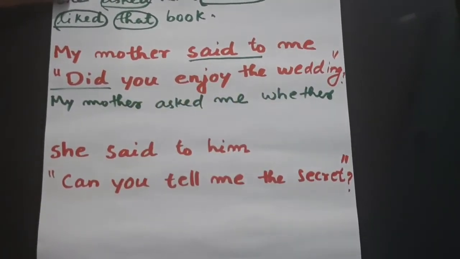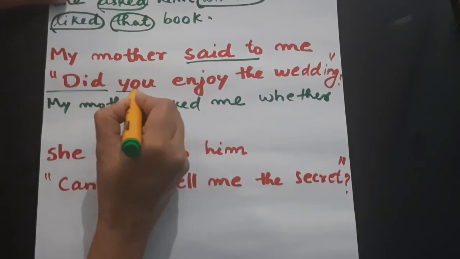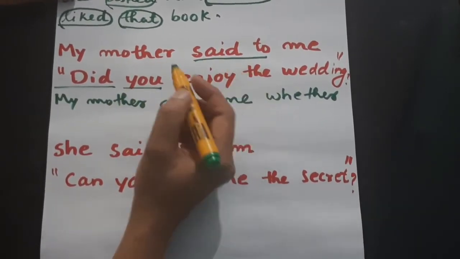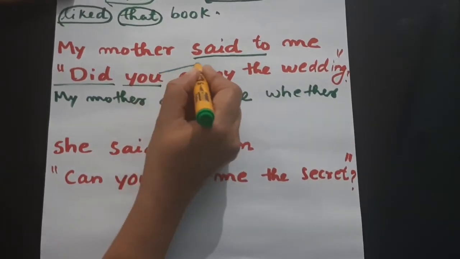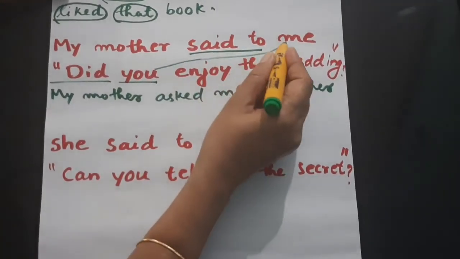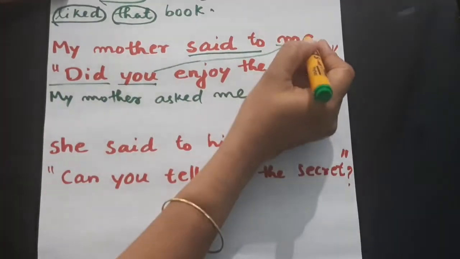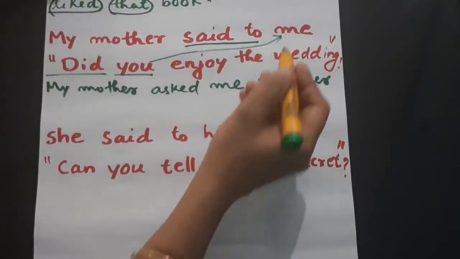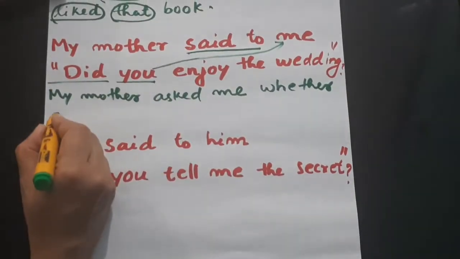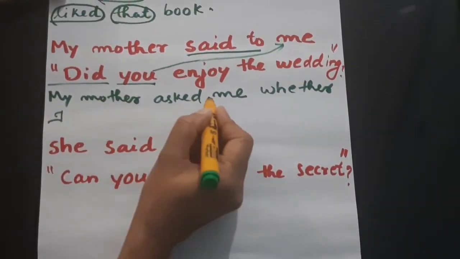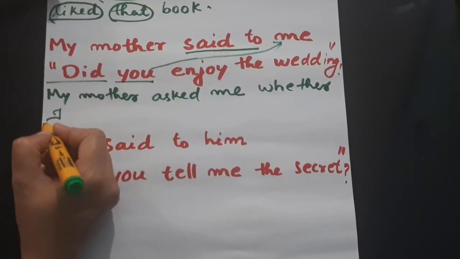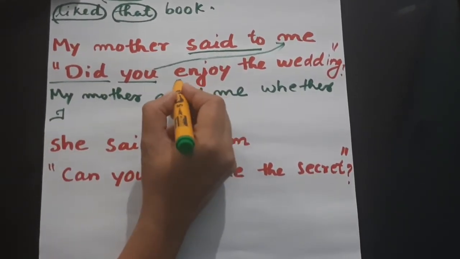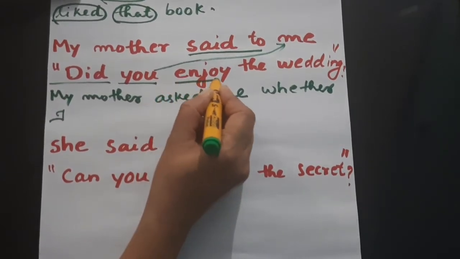Okay, so who is the subject here? Did you? You means who actually? My mother said to me, so you means it is me. Okay, so how would it come? My mother asked me whether I. My mother asked me whether I. Okay, next let's come to the verb.